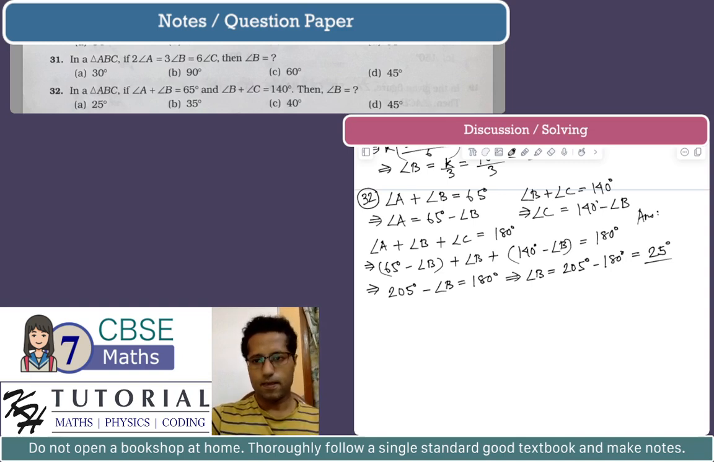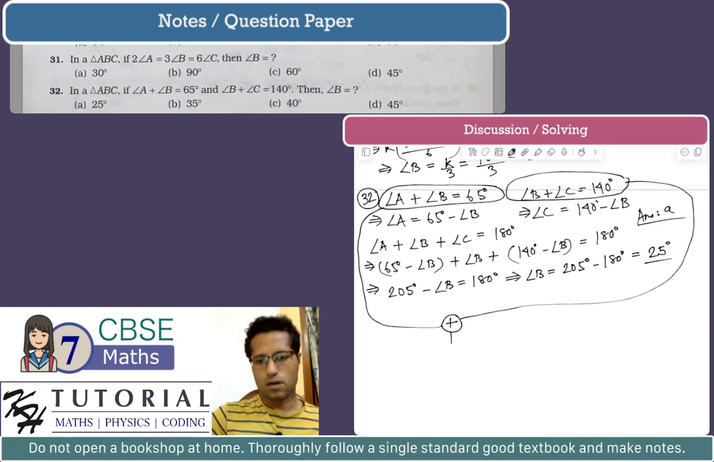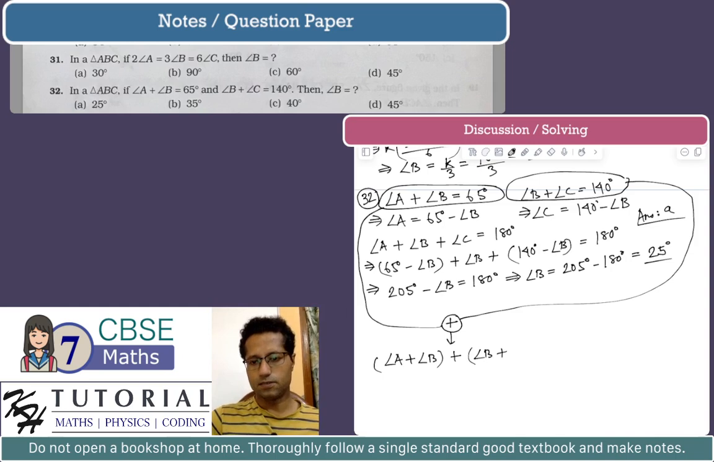Okay. So the correct choice is A. But let me solve it in another way. So you have these two equations. These two equations were given in terms of angle A, B and C. Now if you add these two equations, I will add the LHS of the two equations, that is angle A plus angle B, the LHS of the first equation, plus the LHS of the second equation, which is angle B plus angle C. Now this is equal to, I will add the RHS of the two equations, that is 65 degree plus 140 degree.